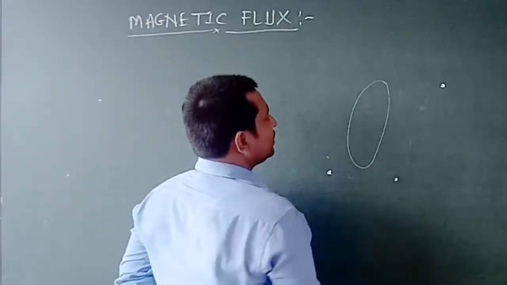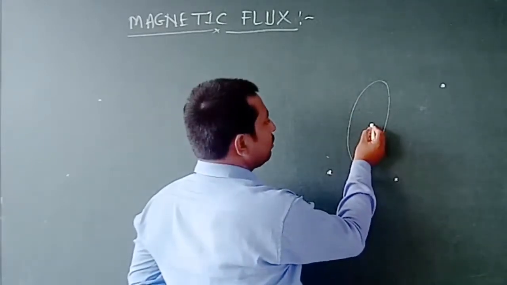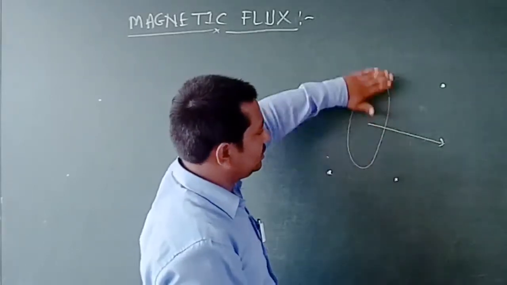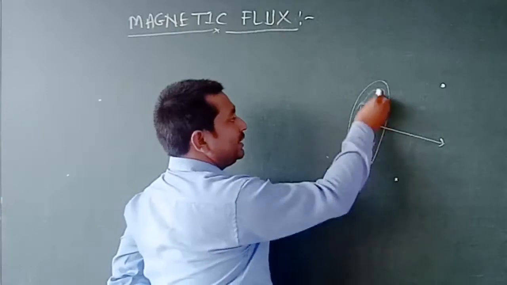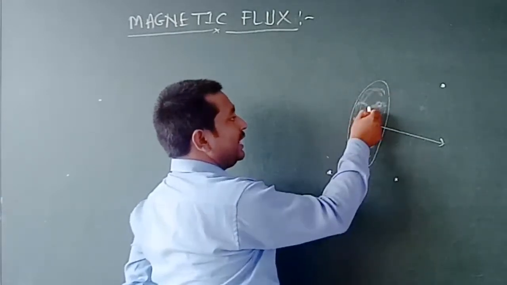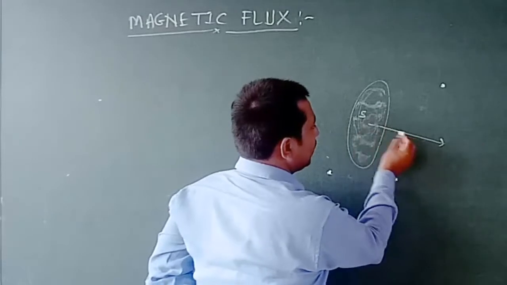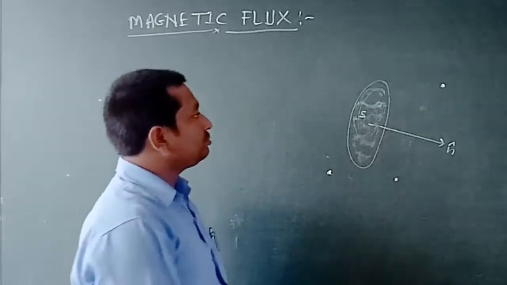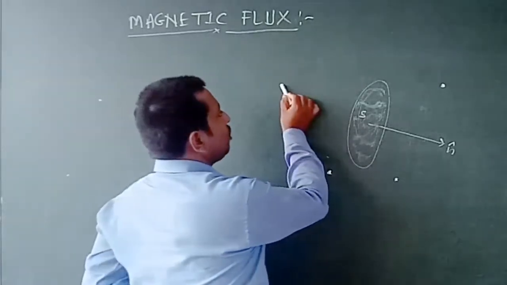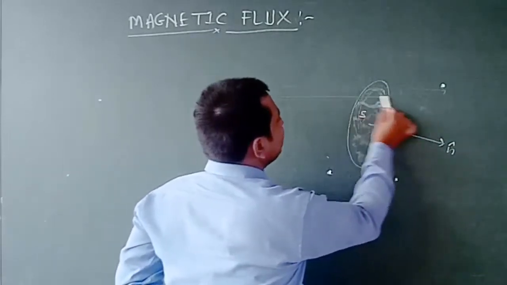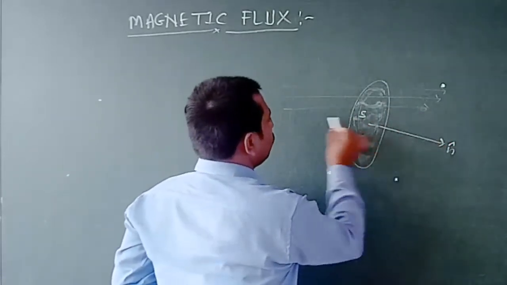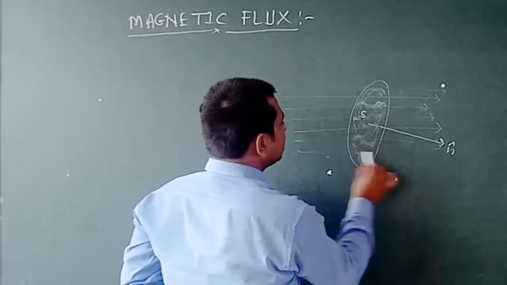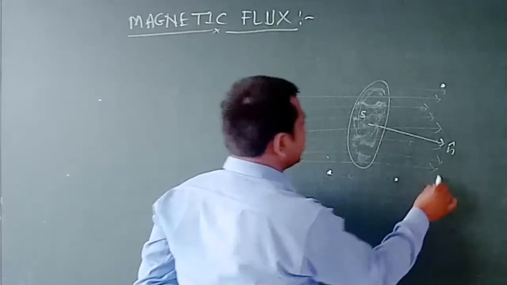Suppose that this is a disk whose normal is lying perpendicular to the plane of the disk, and the total area of this disk is S, and the perpendicular direction of this plane is represented by the letter N cap. If there is a uniform magnetic field in which this disk is present, what will be the total number of magnetic field lines passing through the area of the disk?